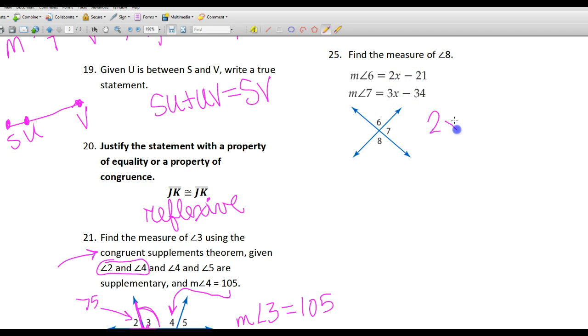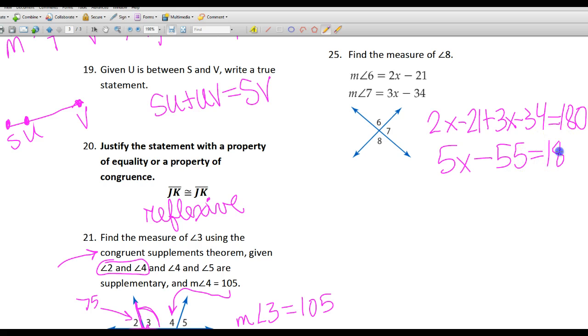So we have 2x minus 21 plus 3x minus 34 equals 180. And we're solving for x. So we combine our like terms. We get 5x minus 55 is equal to 180. So we add 55 to both sides, and we get 235, and we divide both sides by 5. So we would get 47.